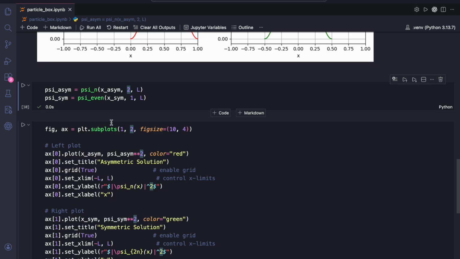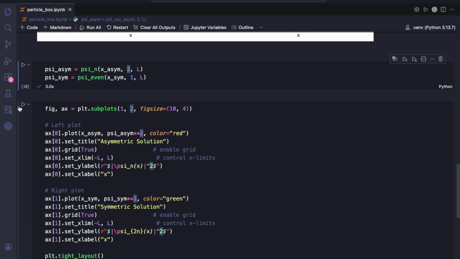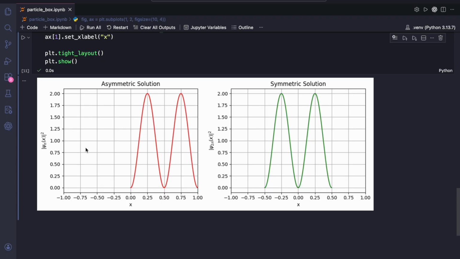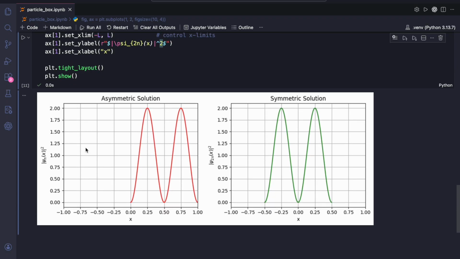Now I went ahead and did the exact same thing with the asymmetric wave function, but for n equal to 2, which is an even number. So in this case we'll have to use the even wave function from the symmetric solution with n equal to 1. Again, plotting the magnitudes as a function of position, you would see that the probabilities are exactly the same in the asymmetric solution and the symmetric solution, but they are just shifted relative to the origin by L over 2 in the symmetric case. So the physics remains the same, even though the function in and of itself looks slightly different.